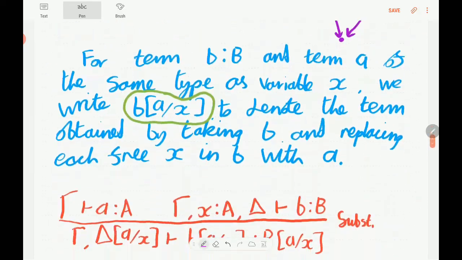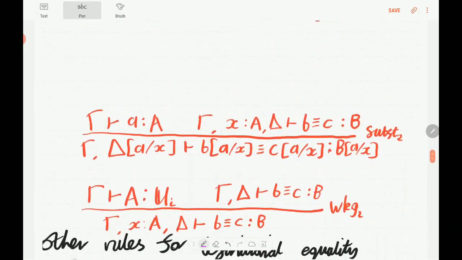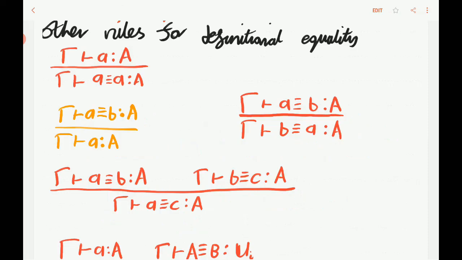So another thing that we have in our theory is this idea of judgmental equality, which we like to write with triple lines. Okay, and so we also have these corresponding results to do with substitution and weakening, which relate those ideas to this idea of definitional equality. So we have this idea of definitional equality, which is sort of saying that things are equal in a simple kind of way.